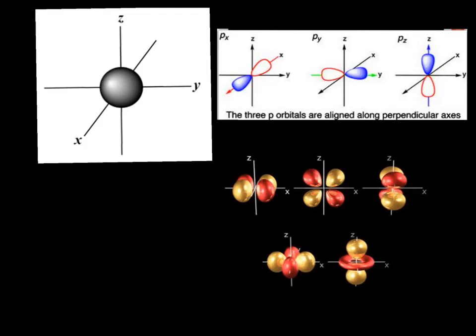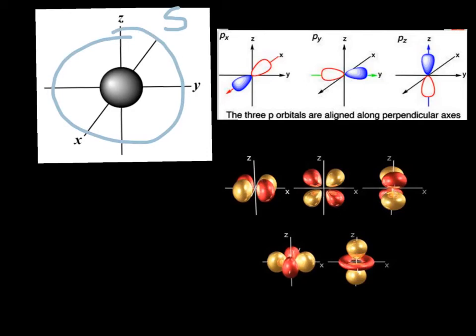So these are your shapes, okay? This is your S. It's just like a ball. It's a spherical shape. If that were the 1s, the 2s would simply be a bigger sphere, okay?